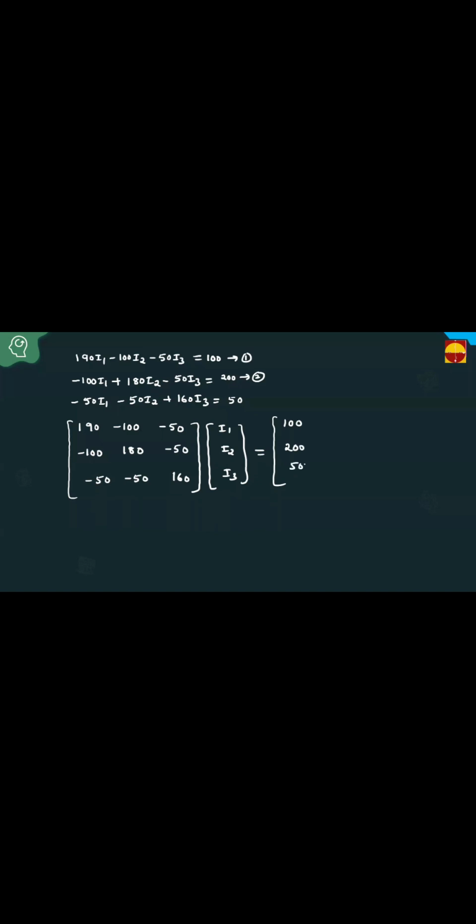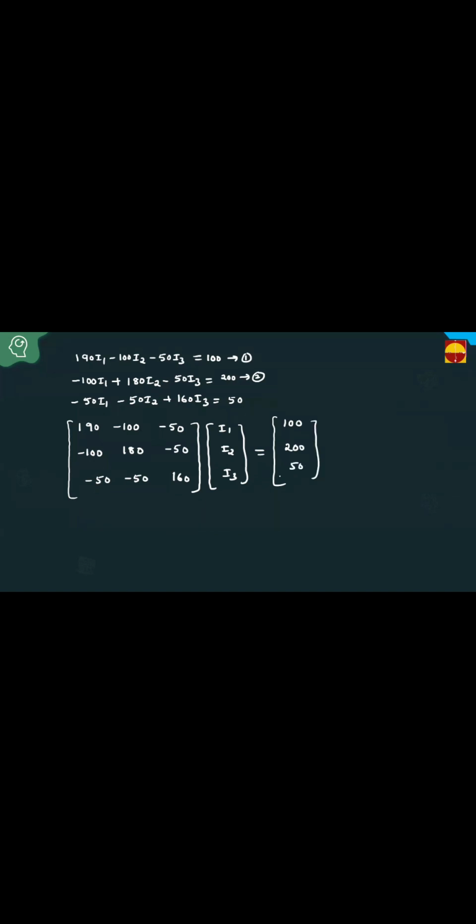Then, to solve this, you write it in matrix form. They will ask the question: write down the matrix form. Up to that also it is important. 190, minus 100, minus 50; minus 100, 180, minus 50; minus 50, minus 50, 160; times I1, I2, I3. Is that correct? Then the right side is 100, 200, 50.